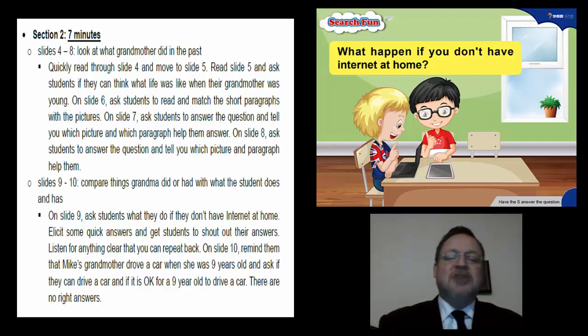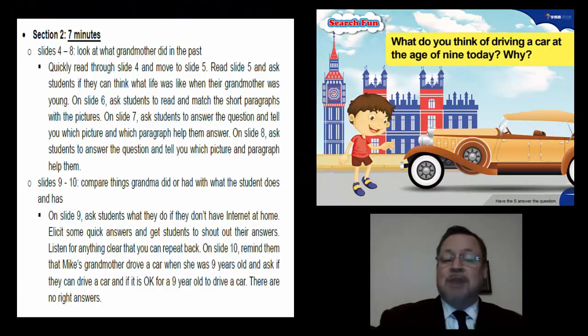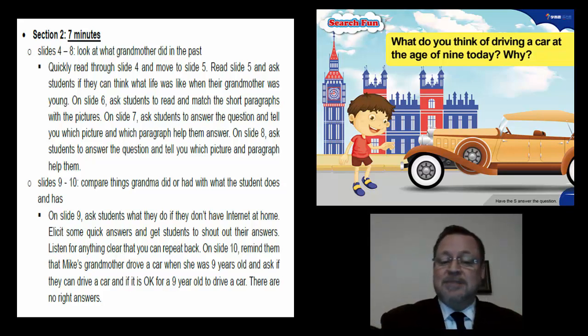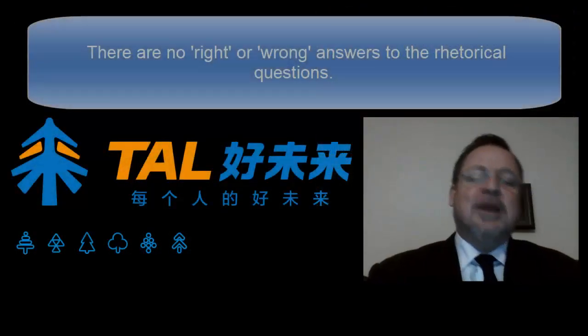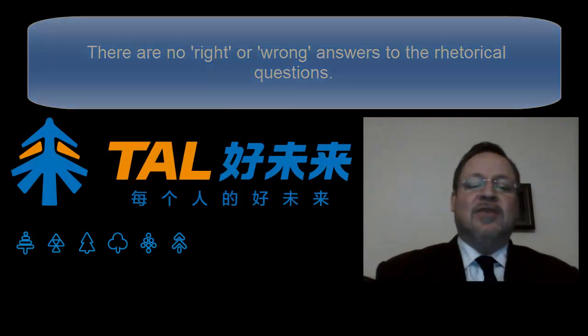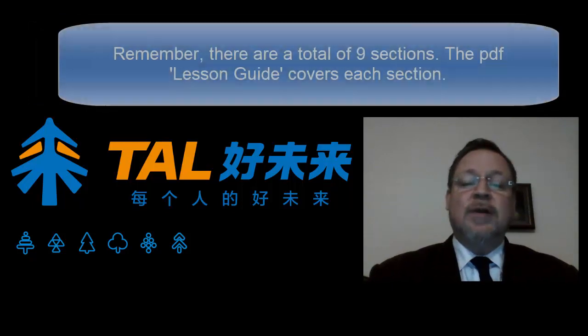Okay, and then after they calm down a bit, then move on to slide 10 and remind them that Mike's grandmother, again in the slides, Mike the character, drove a car when she was 9 years old. This was in one of the previous slides. And ask them if they can drive a car, or if they think it is okay to drive a car when you're only 9 years old. And of course, the vast majority are going to say no, or at least we hope so. But again, at this point, there are no right answers. Okay. Now, again, this would be all of section 2.